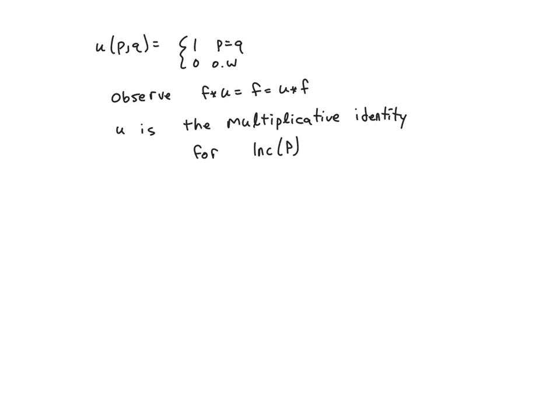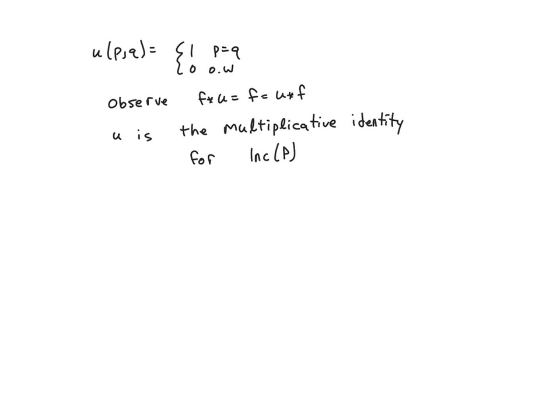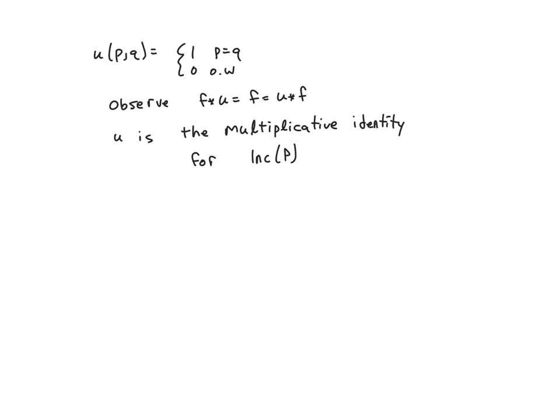Now we look at examples of functions in the incidence algebra for any poset. So let P be any poset. We're going to define a particular function called u. U of PQ is going to be 1 when P is equal to Q and 0 otherwise. So for instance, let's let this be our poset. Look at the points x and y. U of x, y is 0 because x and y aren't equal.